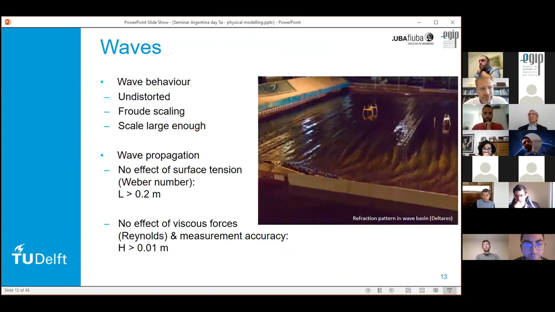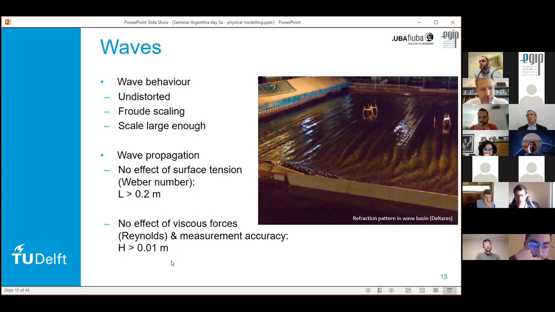So for wave behavior, as I said, we need Froude scaling, but we also want to have an effect of surface tension. For small waves you get capillary waves, which have a completely different dispersion relation. If we work that out, we want wavelengths of at least 20 centimeters. Actually, this is not a scale that we typically have. Typically, we have much bigger length scales in our waves. So we can often neglect surface tension, and also viscous effects.